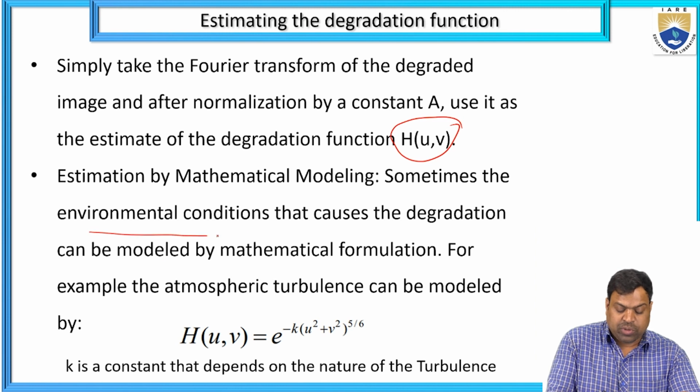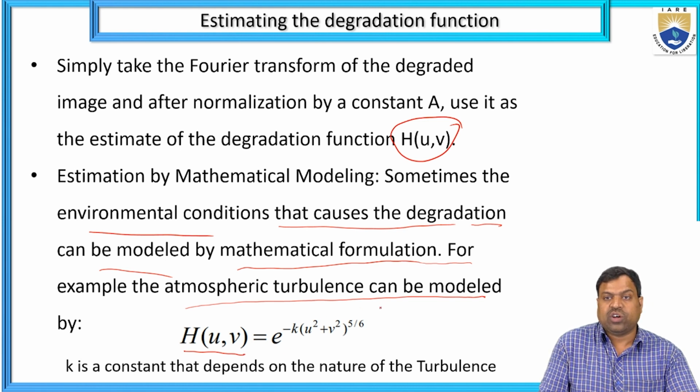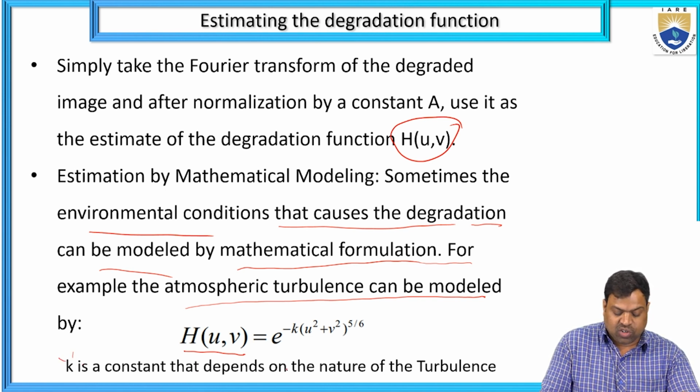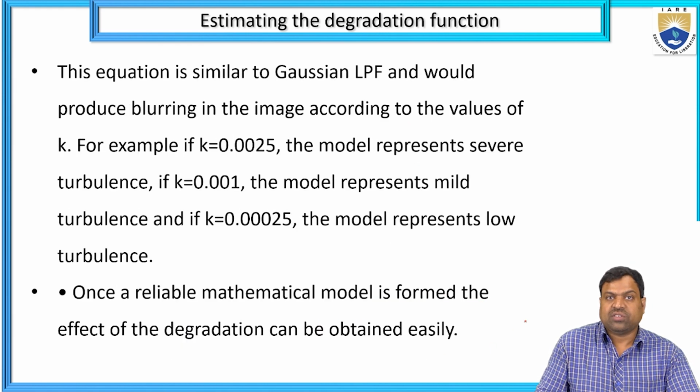Next, estimation by mathematical modeling. Sometimes the environmental conditions that cause the degradation can be modeled by a mathematical formulation. The example of atmospheric turbulence can be taken as H of u, v equals e to the power minus k times (u square plus v square) whole power 5 by 6. It is the degradation function which we use in the atmospheric turbulence model. Here k is a constant that depends on the nature of the turbulence.